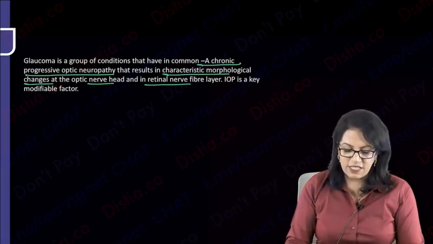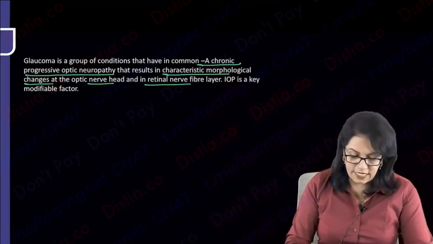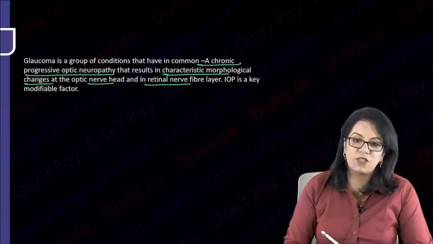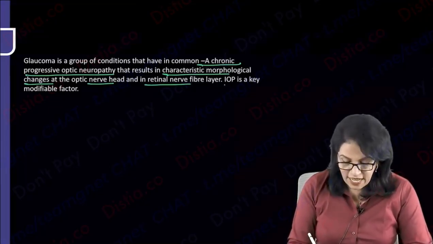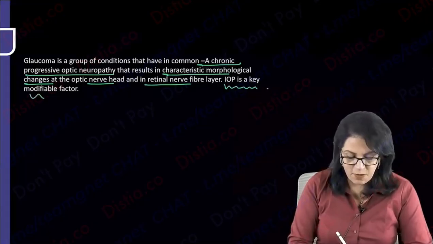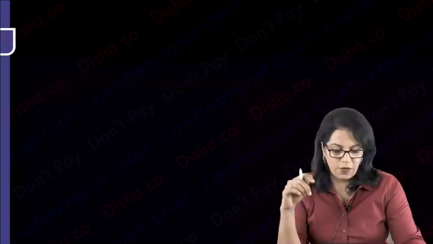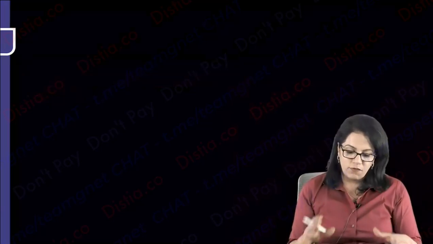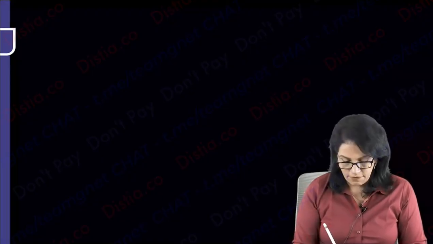It's a group of conditions that have in common a chronic progressive optic neuropathy that results in characteristic morphological changes at the optic nerve head and in the nerve fiber layer. Don't forget, IOP is a key modifiable factor. Correct? Okay. So now once we know what is glaucoma, what are the mechanisms by which there is optic nerve damage? We will learn together.